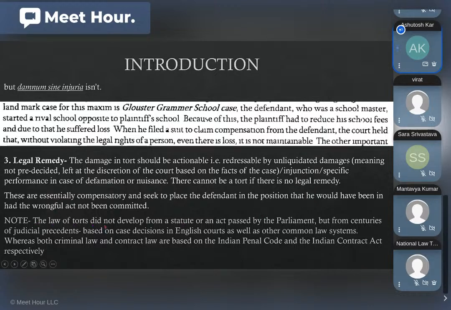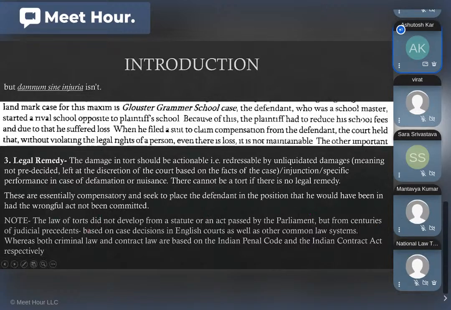Uncodified का मतलब क्या है? It did not develop from a statute or an act passed by the parliament, but from centuries of judicial precedents based on case decisions in English courts as well as other common law systems. So I hope you already know there are two kinds of systems predominantly followed all across the world: civil law and common law. Common law is something that is followed in India as well, and England and other countries such as US, where previous decisions rendered by courts or judicial authorities are treated as law as well. So they become precedents and law of the land.